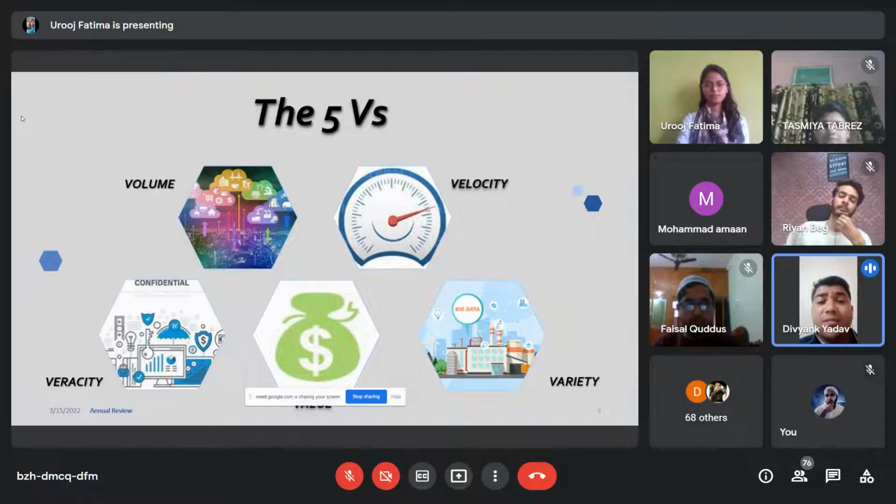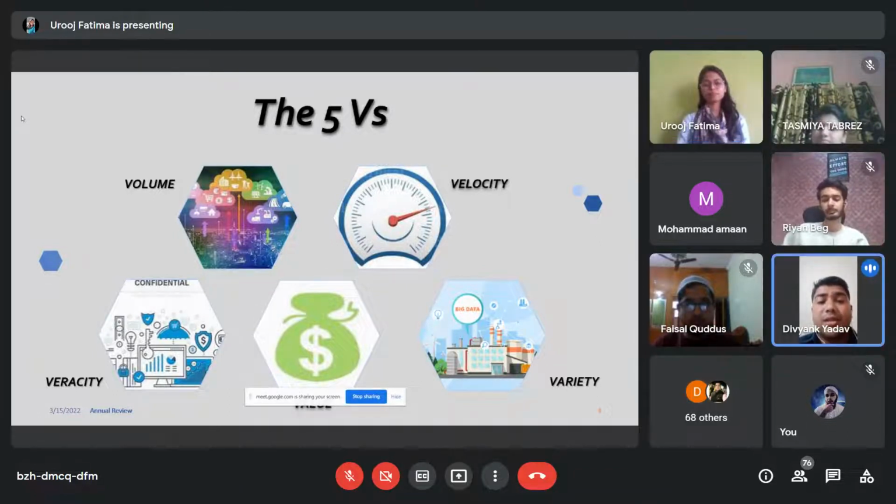The second one is the volume. Volume is defined as the size of the big data. What is the size of the data? It is in bits, megabytes, terabytes, and gigabytes. It is called the volume of the big data. The third one is the velocity. The velocity is defined as the speed at which the data is generated and transferred from one system to another system. It is called the velocity of the big data.